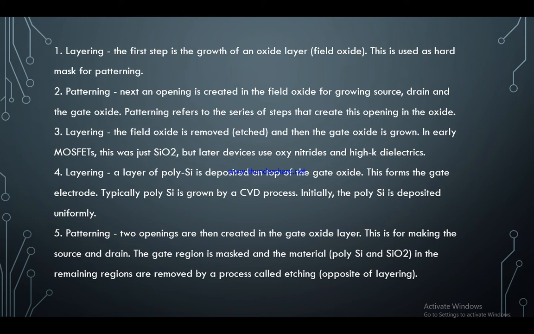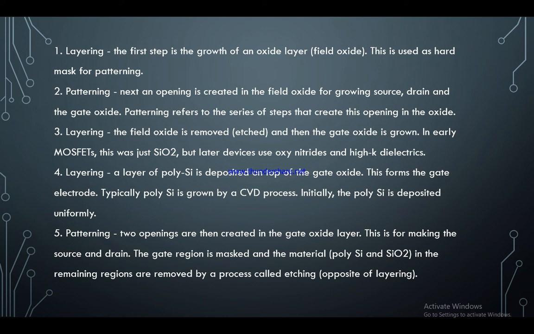Layering. The field oxide is removed, etched, and then the gate oxide is grown. In early MOSFETs, it was just silicon dioxide, but later devices use oxynitrides and high-K dielectrics. Layering. A layer of polysilicon is deposited on the top of the gate oxide. This forms the gate electrode. Typically, polysilicon is grown by a CVD process. Initially, the polysilicon is deposited uniformly.